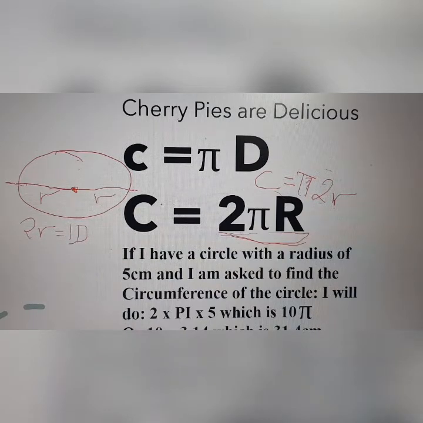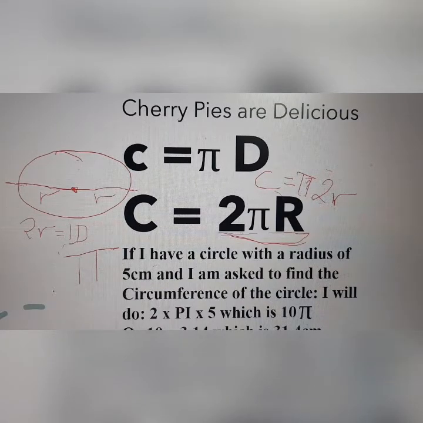Now, if I have a circle with a radius of 5 centimeters and I am asked to find the circumference of the circle, I will do 2 times pi. Remember, in maths, we don't write the pi as pi. We write it using this sign here. So I'll put that again so we can all clearly see that pi. We write that pi as that.